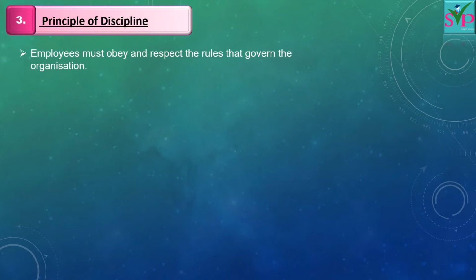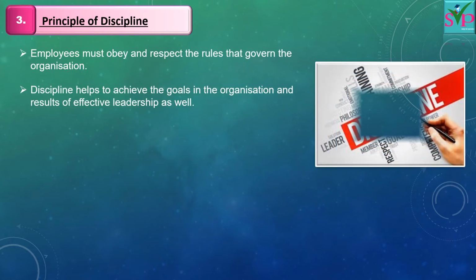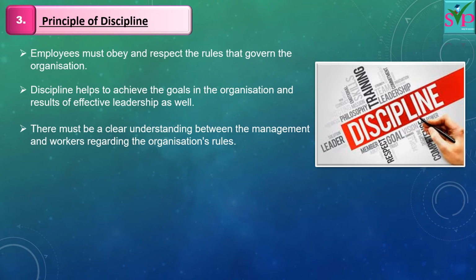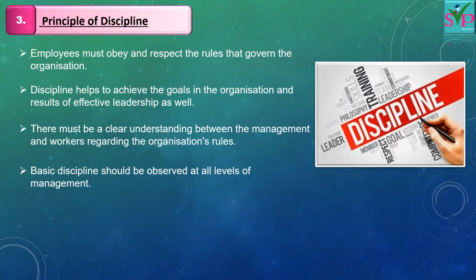Third one is the principle of discipline. Employees must obey and respect the rules that govern the organization. Discipline helps to achieve the goals in the organization and is the result of effective leadership as well. There must be a clear understanding between the management and workers regarding the organization's rules. Basic discipline should be observed at all levels of management.